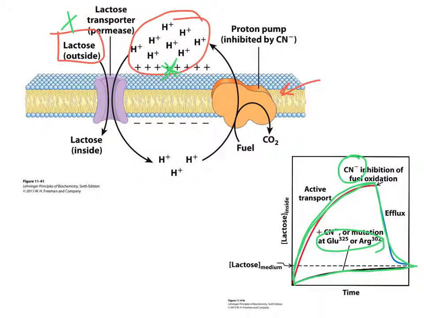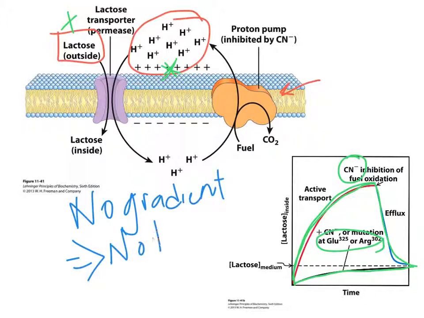So no gradient leads to no transport through the secondary transporter.